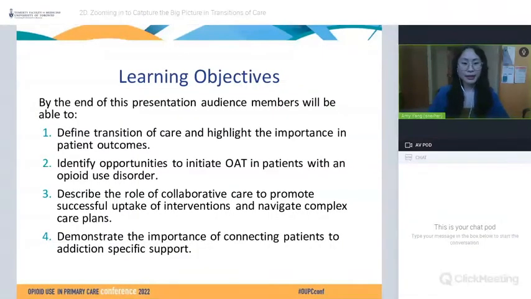The learning objectives of this presentation are, one, to define transitions of care and highlight the importance in patient outcomes. Two, identify opportunities to initiate OAT in patients with an opioid use disorder. Three, describe the role of collaborative care to promote successful uptake of interventions and navigate complex care plans. Last but not least, to demonstrate the importance of connecting patients to addiction-specific support.